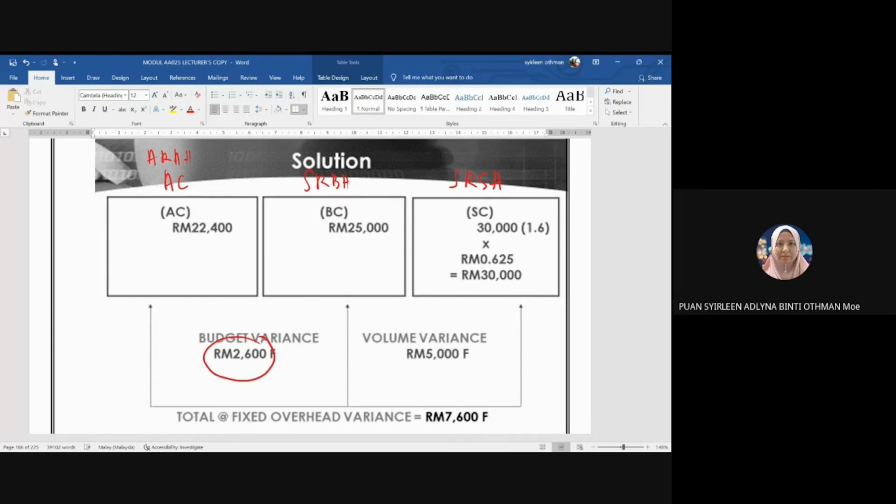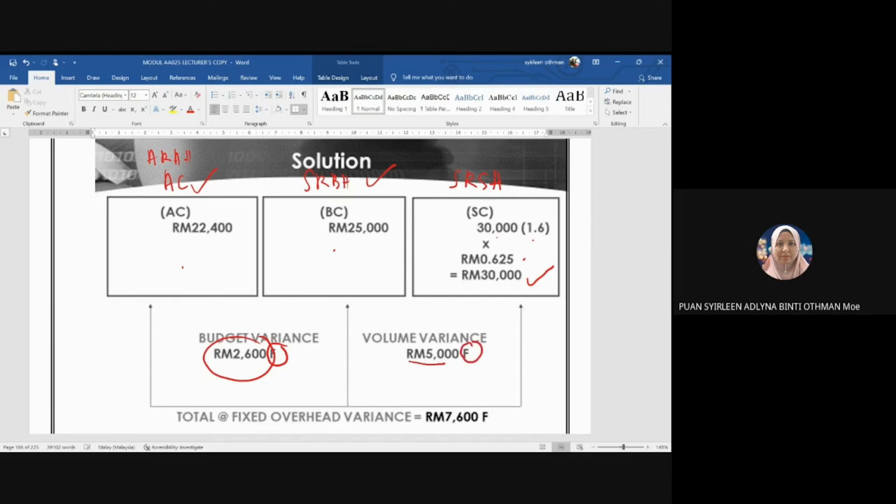F or UF? Okay, because I said earlier, this is actual and this is budgeted. So your actual is smaller than the budget. That means we managed to use the budget within the limit given. So your answer should be favorable. Okay, and to get your SERSA, we take 30,000 multiplied by 1.6 multiplied by the standard rate 0.625. So we get 30,000. So your volume variance is 5,000.